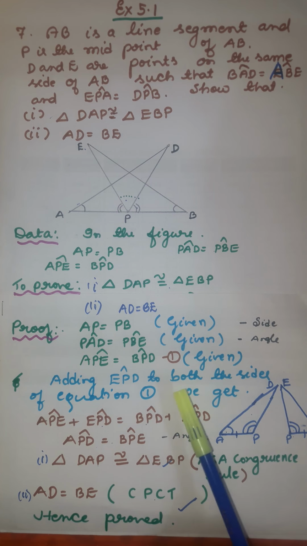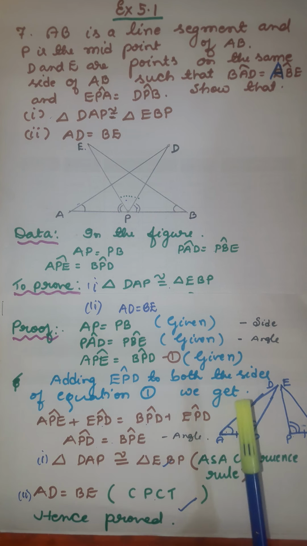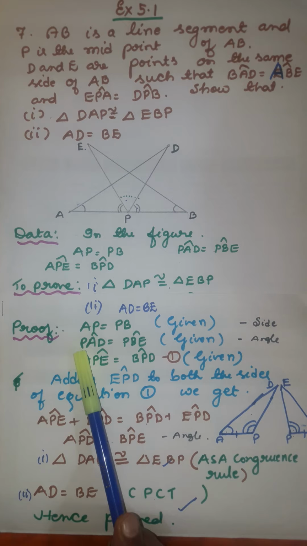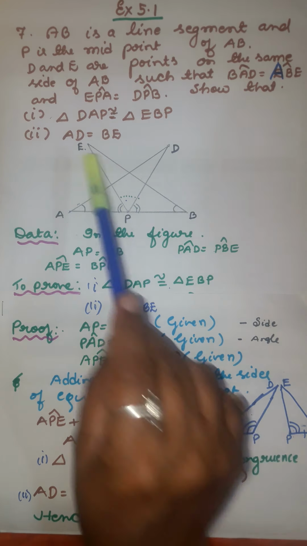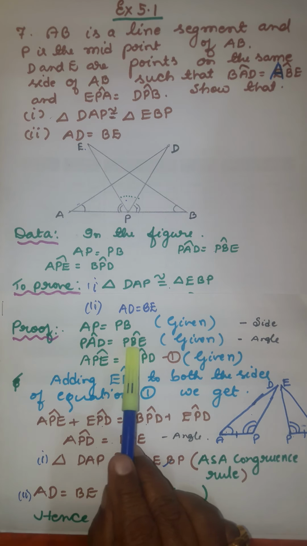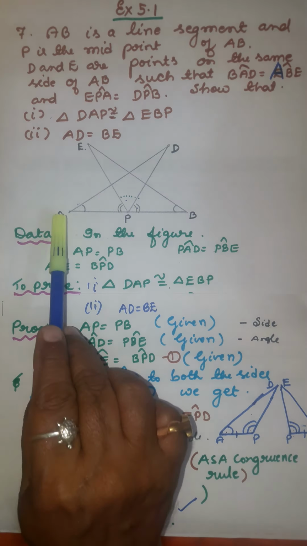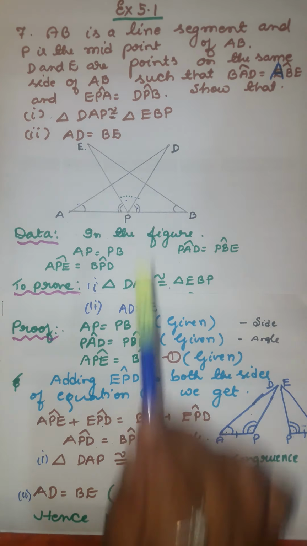Before doing that, let me write what is given. AP is equal to PB, given. Angle PAD is equal to angle PBE, given. That becomes the angle. Then angle APE is equal to angle BPD.